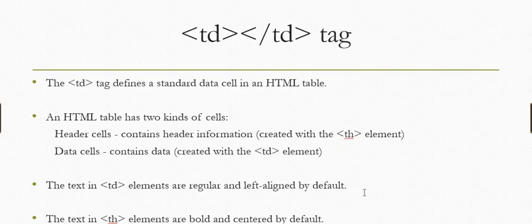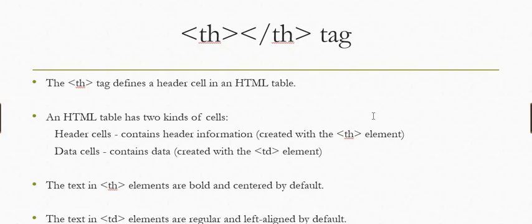The text within a table column tag is regular and left aligned by default. The table header elements or tags are bold and centered by default. These defaults can be overwritten within your HTML code as needed.